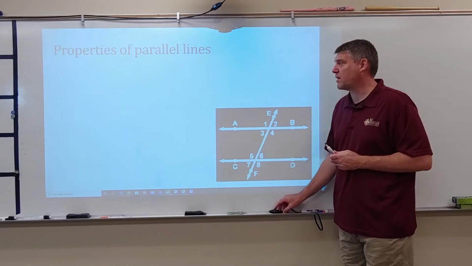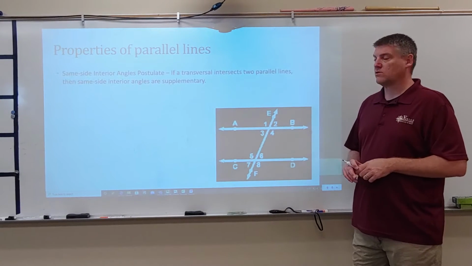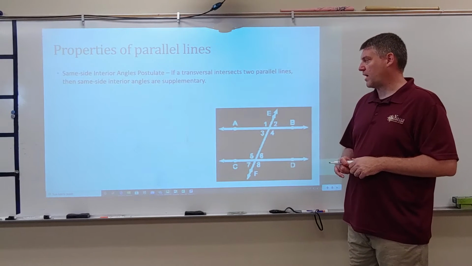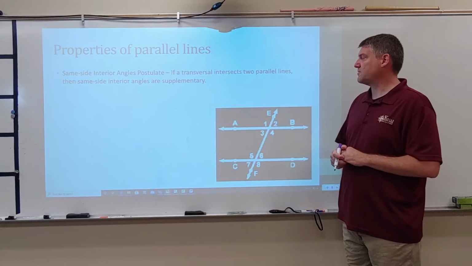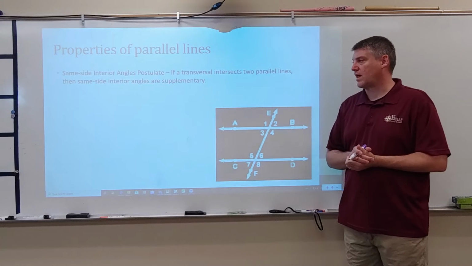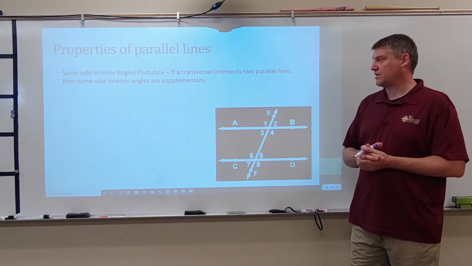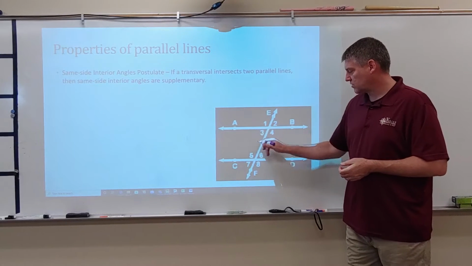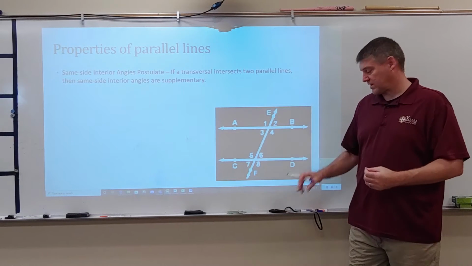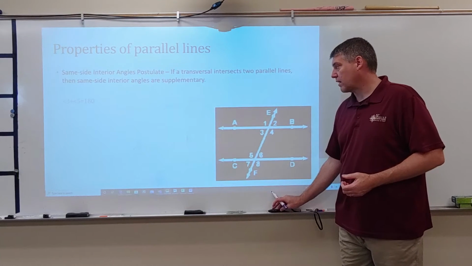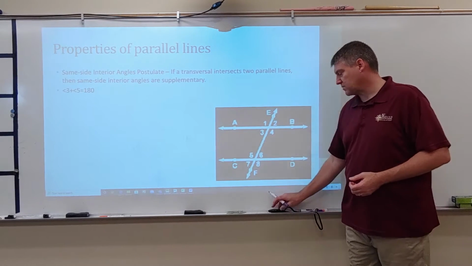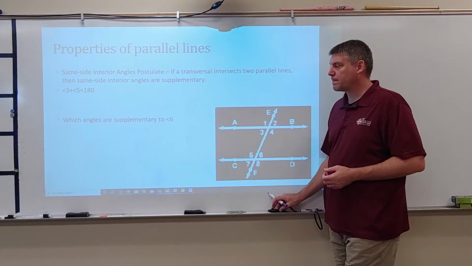So properties of parallel lines. So same side interior angle postulate. If a transversal intersects two parallel lines, then the same side interior angles are supplementary. So angle 3 plus angle 5 equals 180. All right? So angle 3 plus angle 5 equals 180.